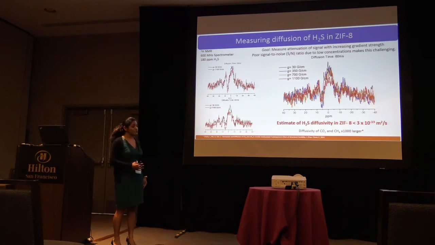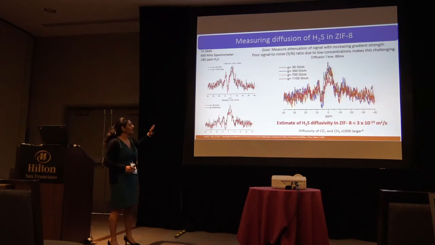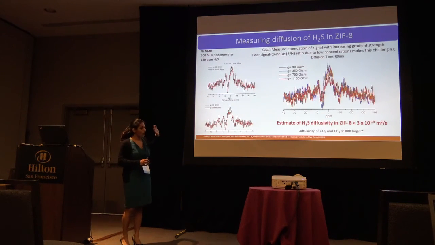To do this, I need to observe attenuation, or decrease of signal, with gradient strength. And I need to observe this for various diffusion times. So I know the first thing you'll tell me is, okay, these spectra don't look great. There's a lot of signal to noise ratio loss that's happening, and that's mostly because of the low concentrations. This is challenging, but we're working on looking at higher concentration samples as well.